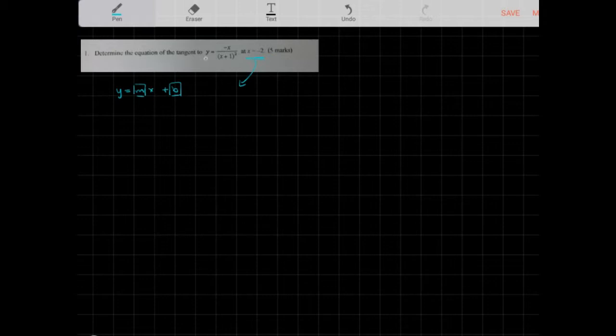So if I plug this in, I'm going to call y f(x). So I'm going to do f(-2) to find its equivalent y value. So we have -2 over (-2 + 1)^2, which is 2 over (-1)^2, which is 2. Okay, so our point here is (-2, 2). So this is the point that the tangent is going to hit.